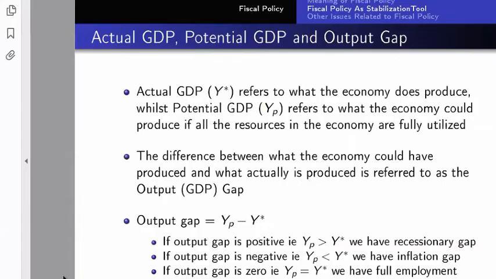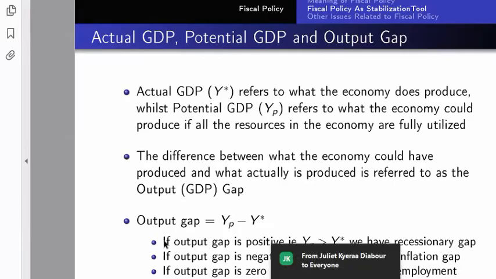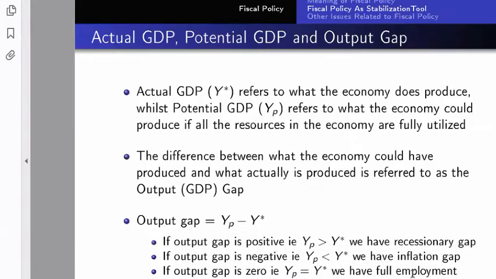So there will definitely be a difference between the actual and the potential. We'll call the actual Y and the potential YP, potential GDP YP. There's always going to be a certain gap. But if the gap is zero, then it means that the potential GDP is equal to the actual GDP, and we have full employment.